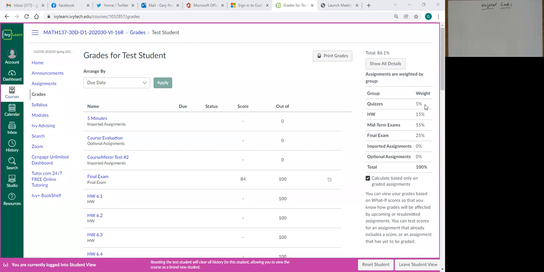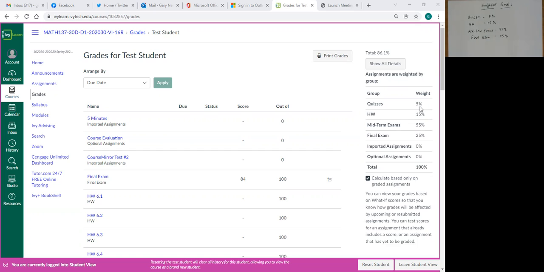So what I want to do is write down this information here, so when I show you how we do the calculation, I have it. I'm going to write down: quizzes are 5%. Homework is 15%. Midterm exams are worth 55%. And the final exam is worth 25%.